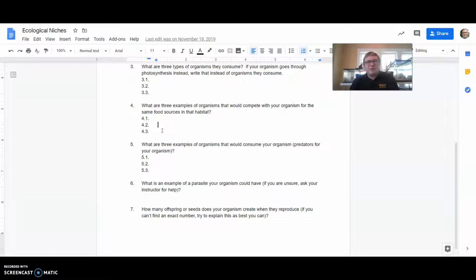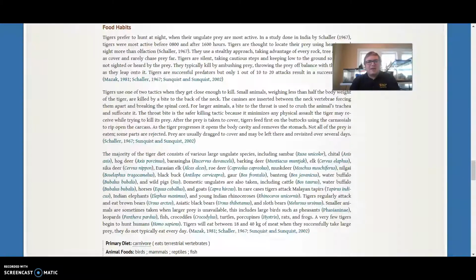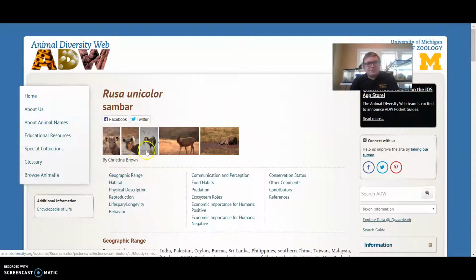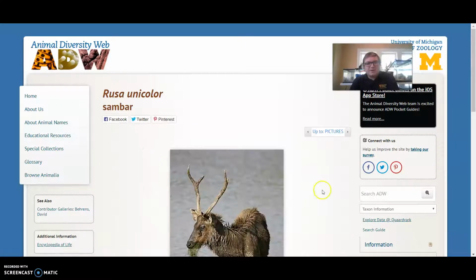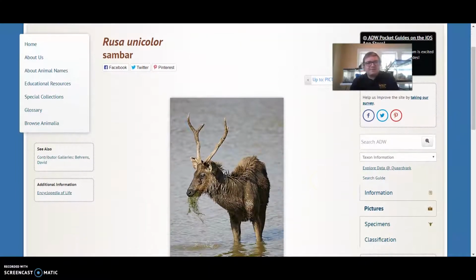So again, think about the same habitat, same part of the world, but other animals that are going for those same sources of food that you're looking at. Another thing you can do is click on a specific type of animal that these eat. So here's the sambar. If I click on that animal, it'll show me.